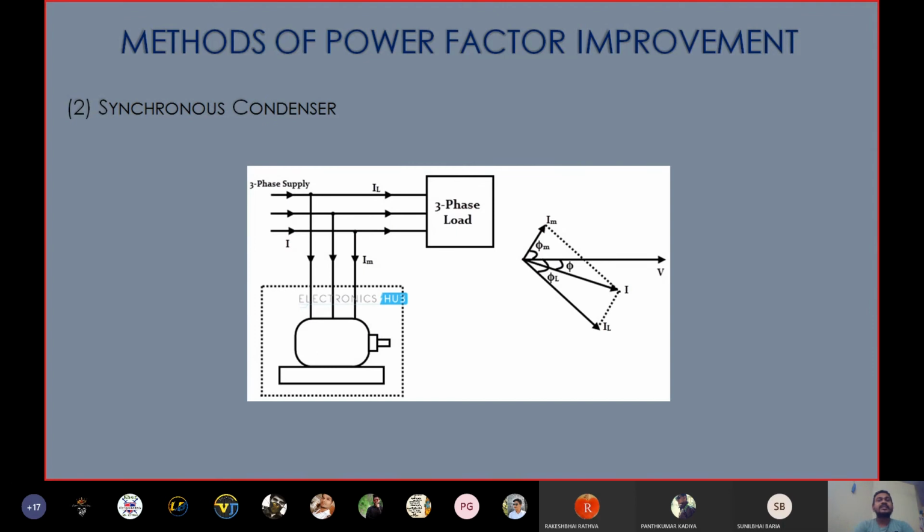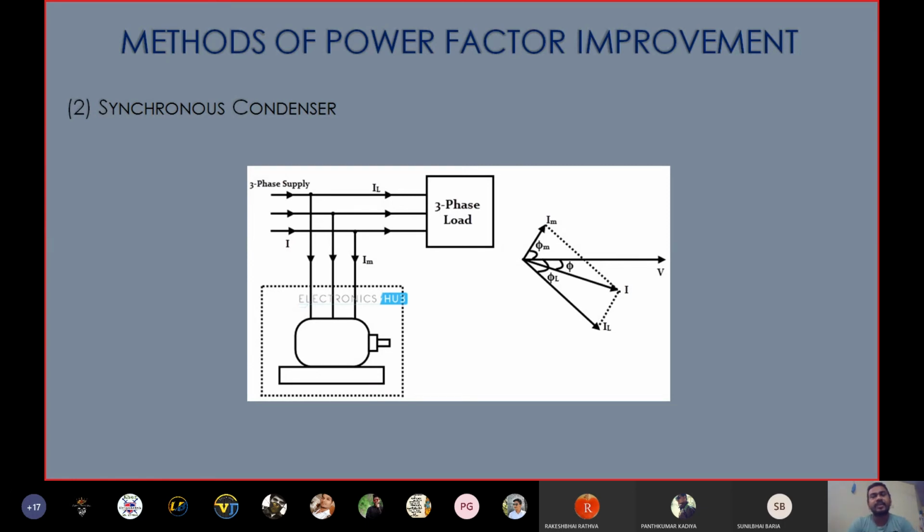Okay, next is the synchronous condenser method. Synchronous condenser means a synchronous motor when it operates on no load. A synchronous condenser is a synchronous motor that operates on no load and in over excited conditions.